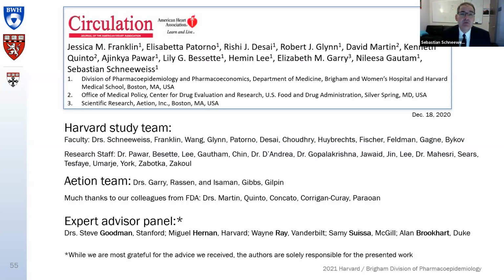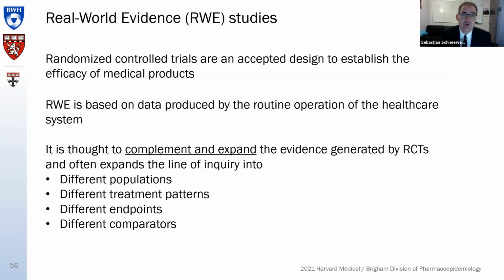At the end of last year, a paper was published in Circulation that summarizes the findings of the first 10 emulations of a total of 30 randomized trial emulations that we are conducting under this contract. And I'm building on this today. And today I show you the first 20. Here you may want to read the participants from the Harvard study team, the Aetion team, our colleagues from the FDA who have always helped us throughout the process, and the many reviewers from FDA who have provided insights, our expert advisory panel. I want to point out that the authors are solely responsible for the presented findings today.